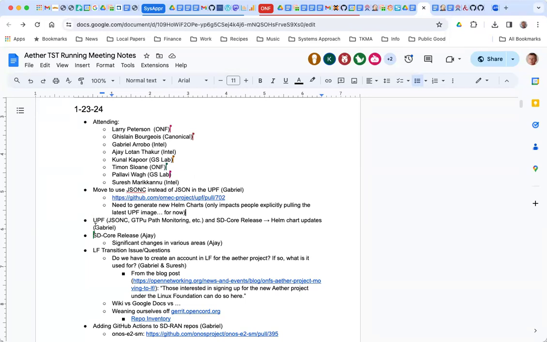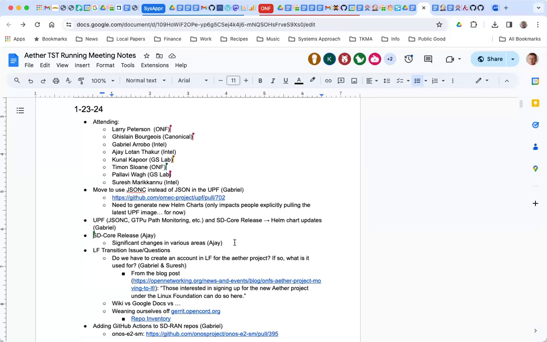These next two bullets, specifically related to the UPF and also to the core, that's all one big problem, right? I mean, in terms of coordinating this. Not necessarily a problem, but it's all tied up together. It's part of, let's call it, the SD core new release. As soon as we do a new release, of course we have to do these Helm charts, and there are several changes that we need to make in the Helm charts.